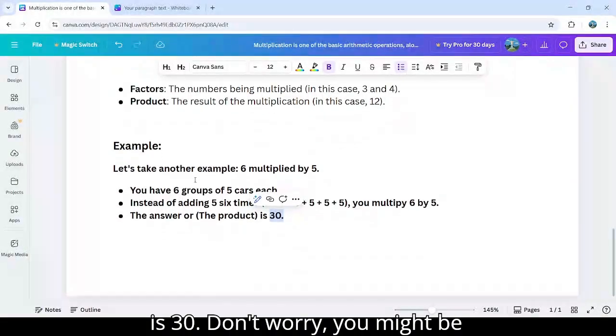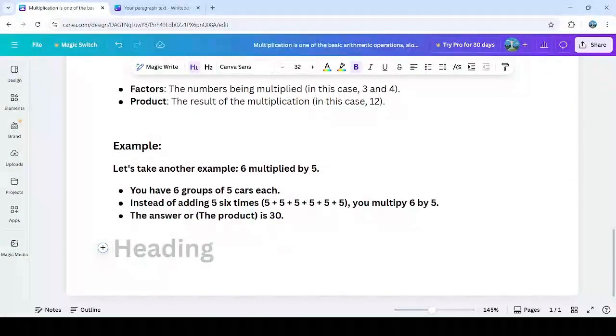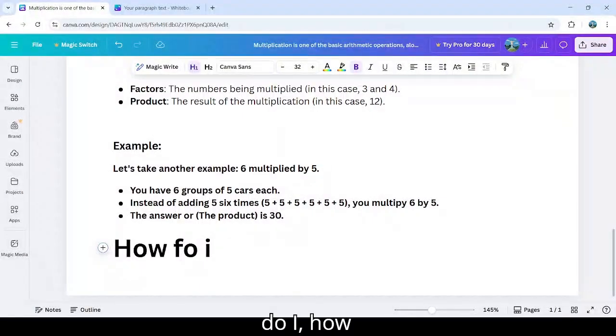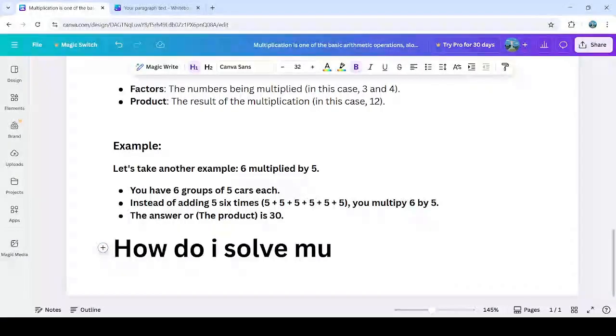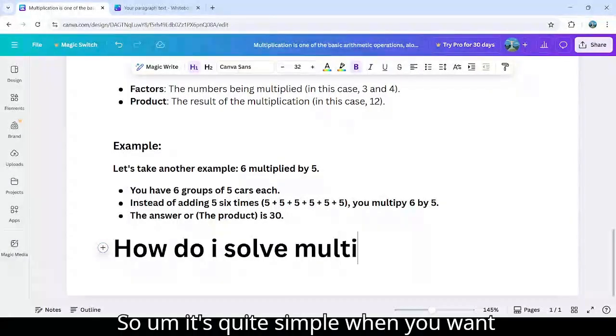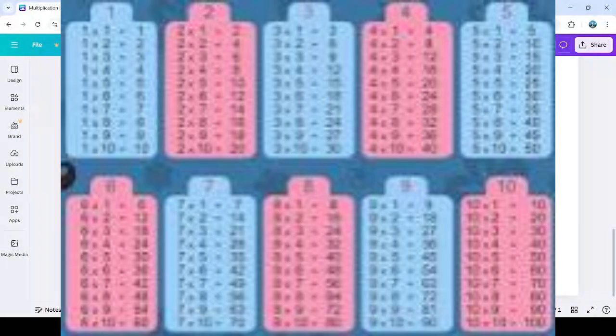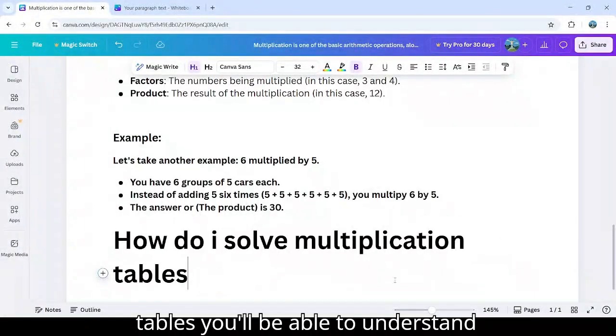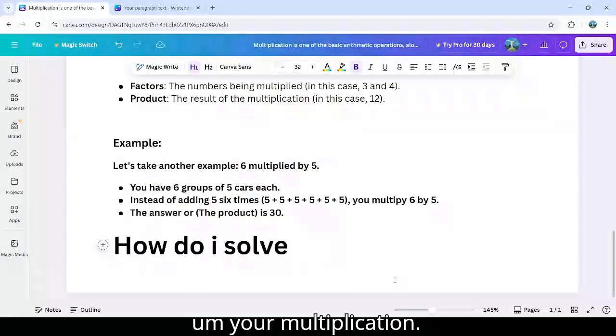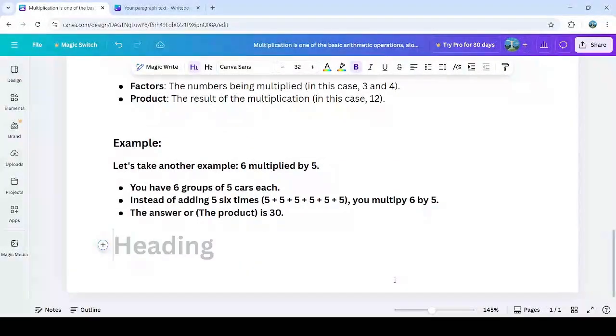Don't worry, you might be wondering, how do I solve multiplication? It's quite simple, because once you learn your multiplication tables, you'll be able to understand your multiplication.